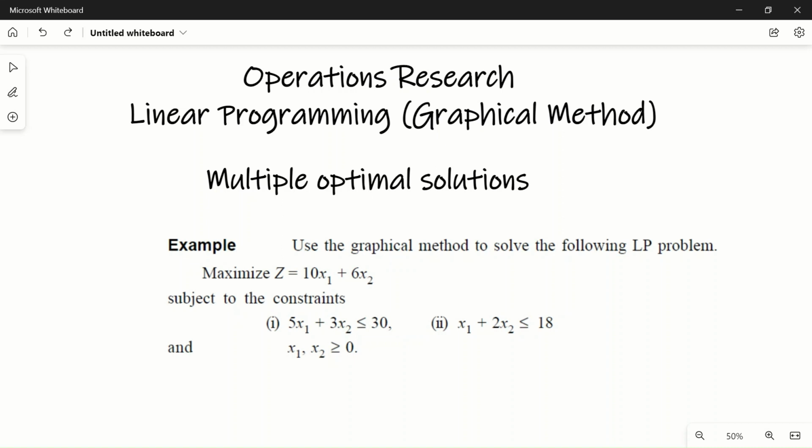So in today's operation research video, we will solve another problem on linear programming by using the graphical method, which is multiple optimal solutions. In previous videos, we have seen that every objective function has only one solution for maximization or minimization with given constraints. But in this video, we will find out that we can have more than one optimal solution for the same objective function. So let's go ahead and solve this question.